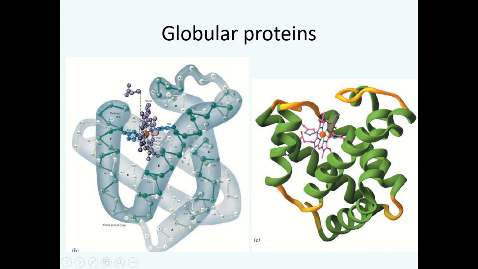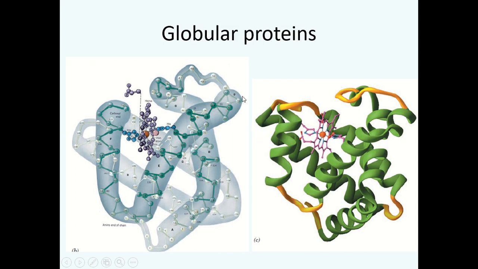Hemoglobin and myoglobin are two common examples of globular proteins. Hemoglobin is an oxygen transporting protein found in the red blood cells, and myoglobin is a protein found in the muscles which carries out the same function. So this is a diagrammatic representation of a globular protein. The globular proteins are folded into a structure such that they form a spherical organization of the structure.